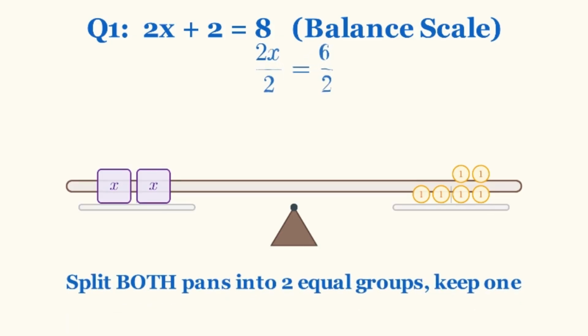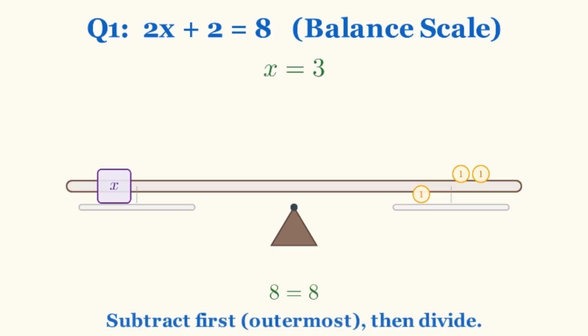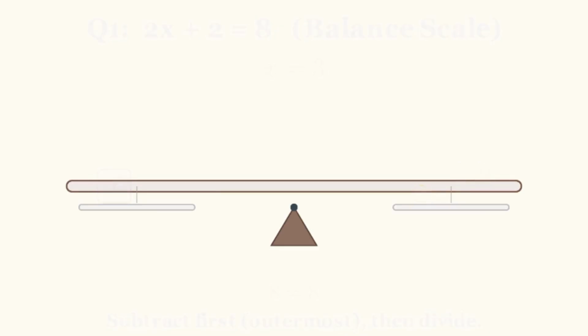Next, split both pans into 2 equal groups and keep just 1 group from each side. 1 box on the left, 3 coins on the right. X equals 3. Let's check. 2 times 3 plus 2 equals 8. 8 equals 8. It works. Subtract first because it was outermost, then divide.